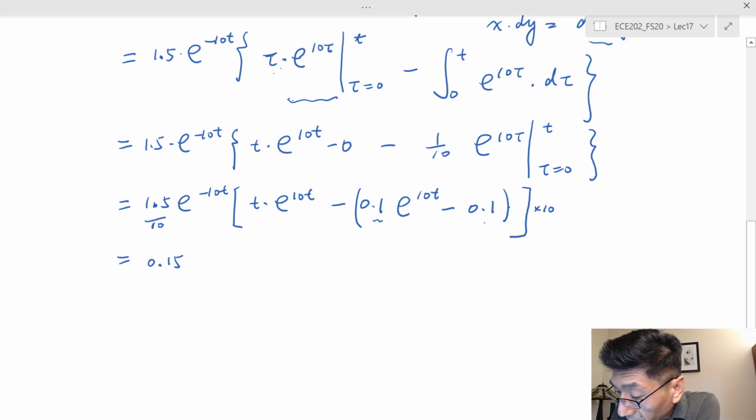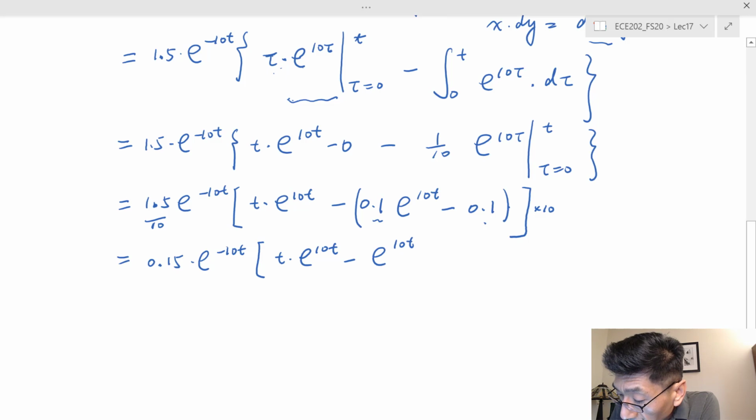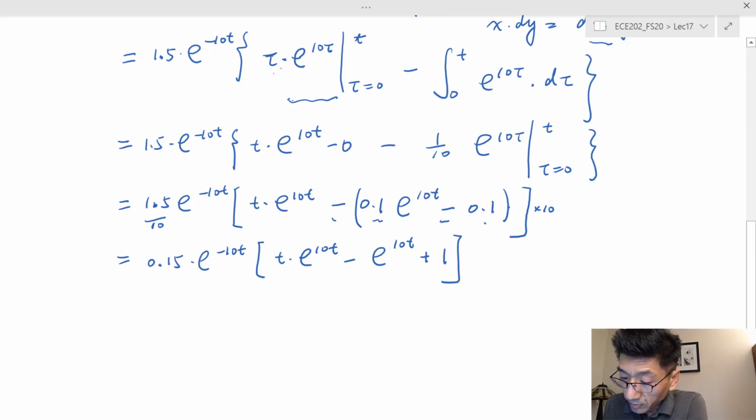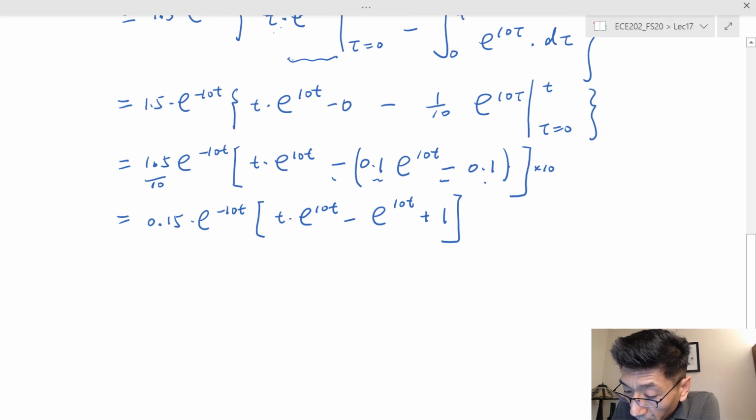So in that case, I get rid of this 0.1s. In this case, e^(2-10t) doesn't really change much. t times e^(2+10t) minus e^(2+10t) minus 1, plus 1 actually, because I have 2 negative signs here. So if I multiply out, I get 0.5 times e^2, so this one and the e^(-10t) and the e^(10t), that becomes 1.